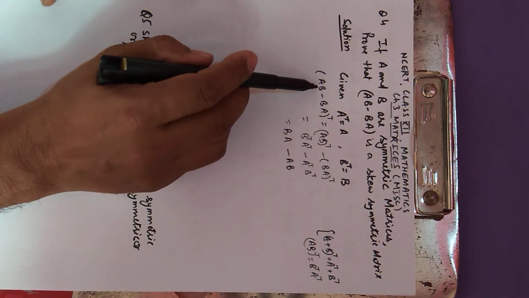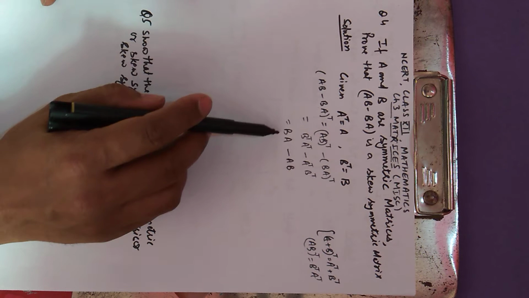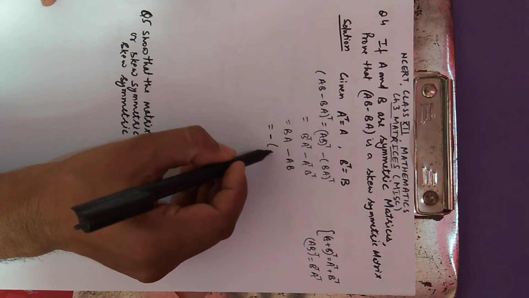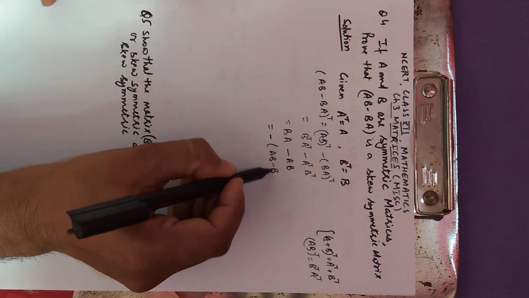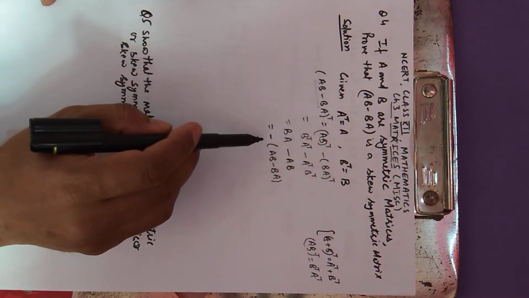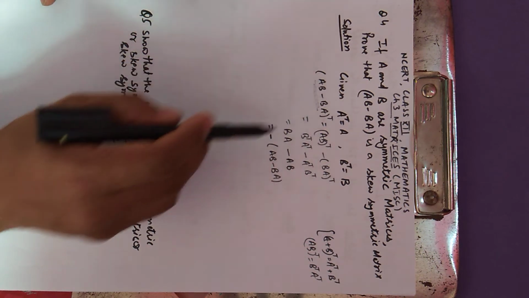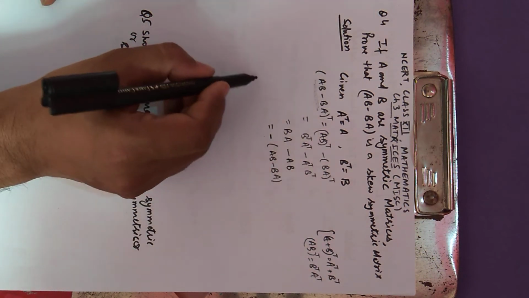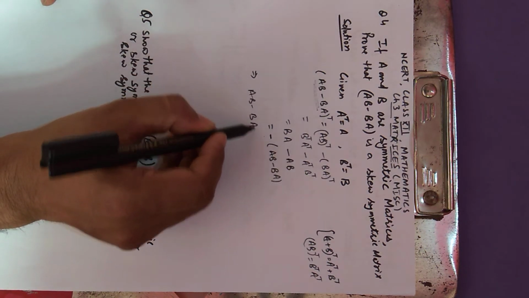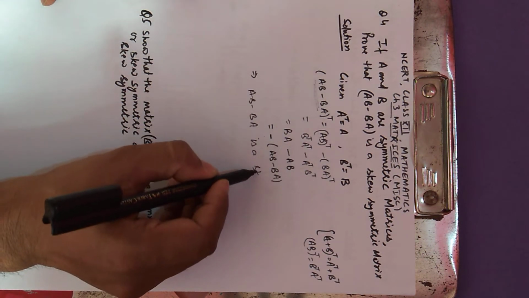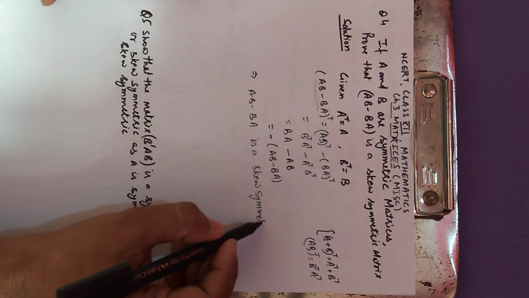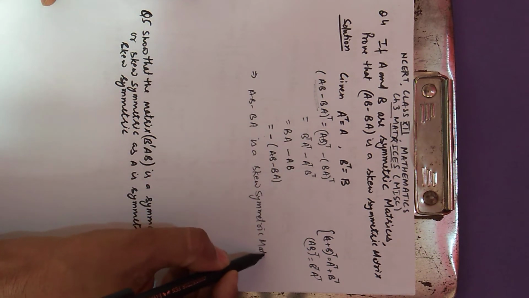But inside this bracket, this is AB minus BA, and this is BA minus AB. So what we can do, we can take minus common, so it becomes minus of AB minus BA. So now you can see we are getting the matrix transpose as minus of this matrix. It means this implies that AB minus BA is a skew symmetric matrix.